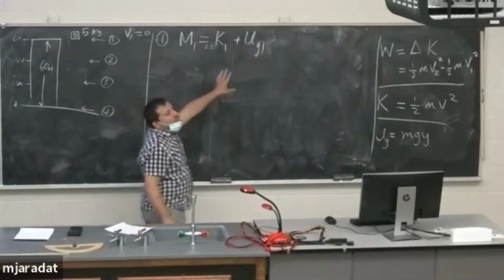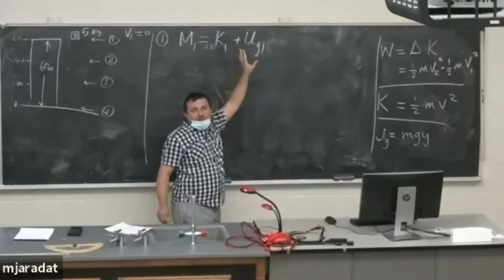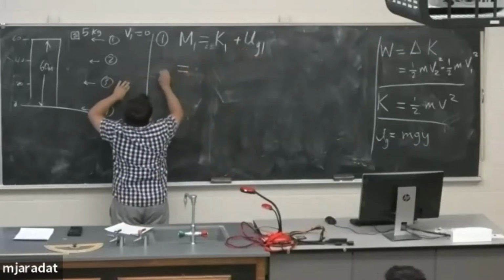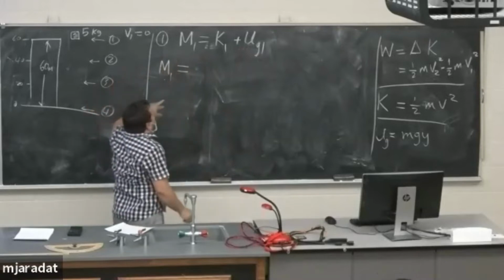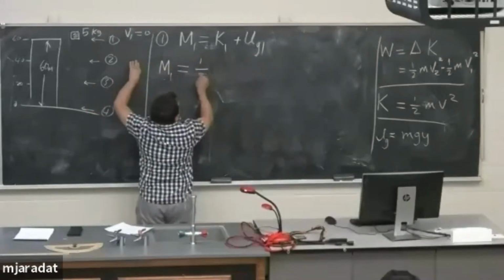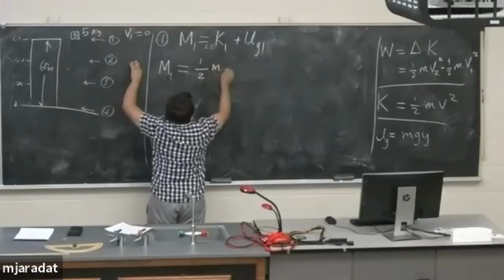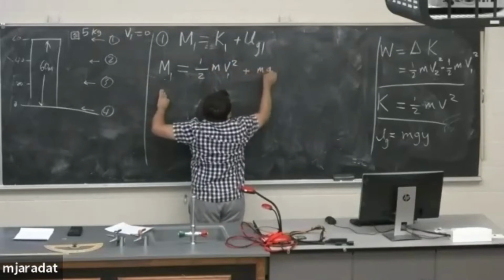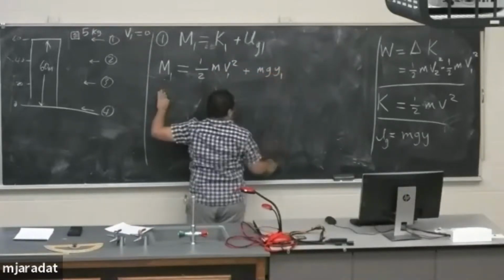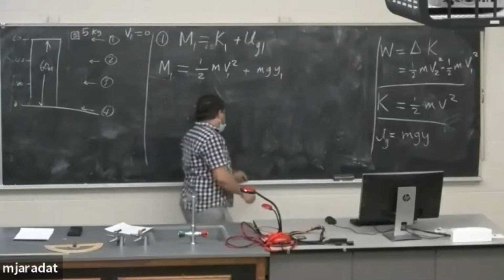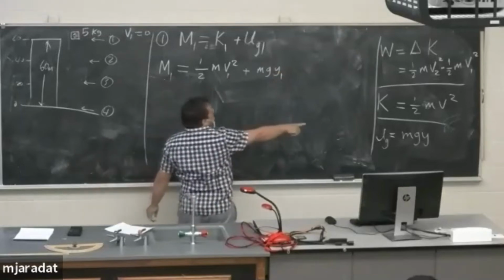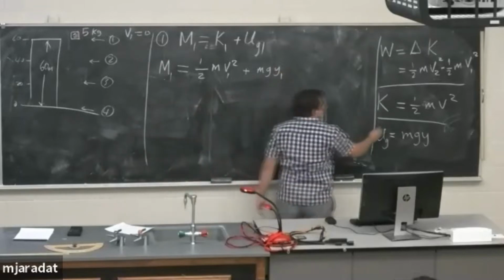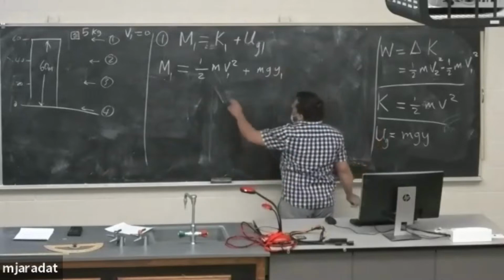If you like to compute every term alone, separately, you can do that. If you like to do them all together, you are free to do that. So the mechanical energy at the first point is the kinetic energy, 1/2 m v1 squared, plus m g y1. It's very, very simple. The kinetic energy is given. The potential energy is given. I need to use them at the first point.